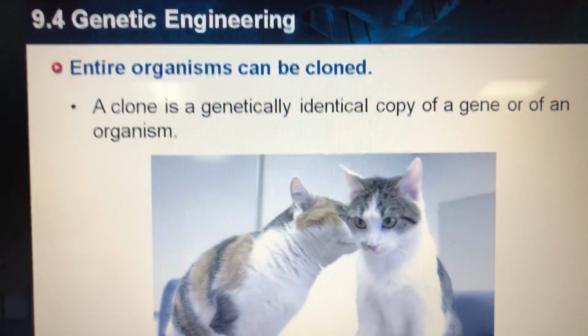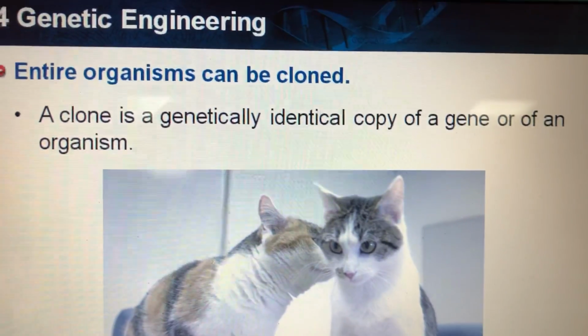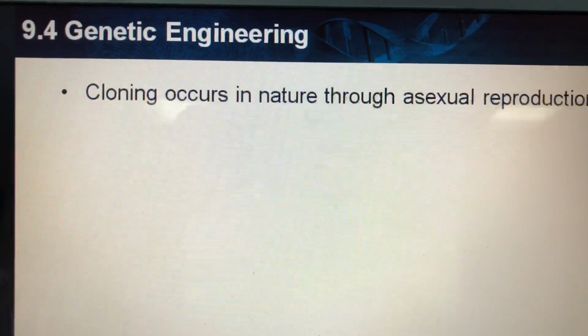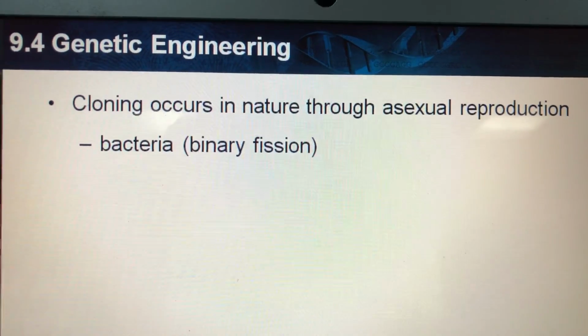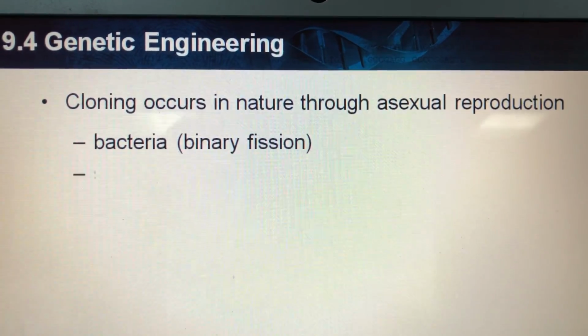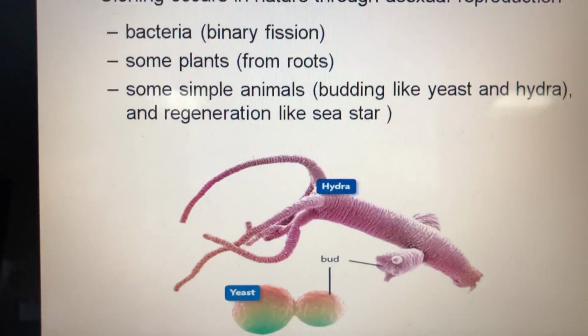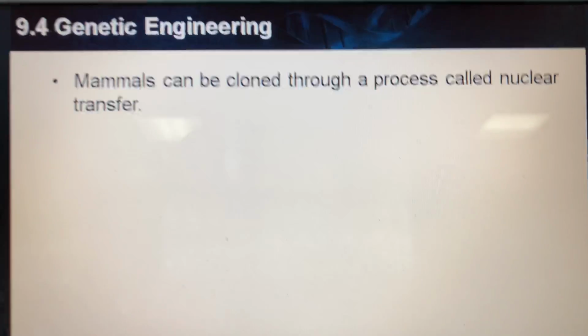First of all, let's remember what is cloning. We say a clone is a genetically identical copy of a gene or of an organism. And cloning occurs in nature through asexual reproduction in different types of organisms like bacteria, some plants, and some simple animals like the hydra and the yeast by budding. Mammals cannot be cloned naturally.